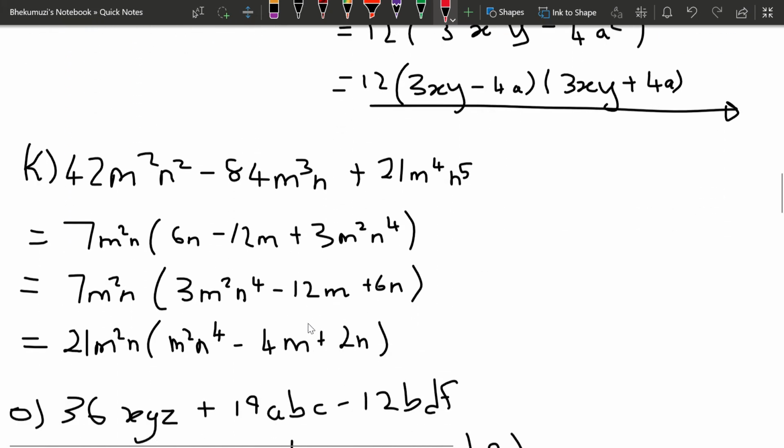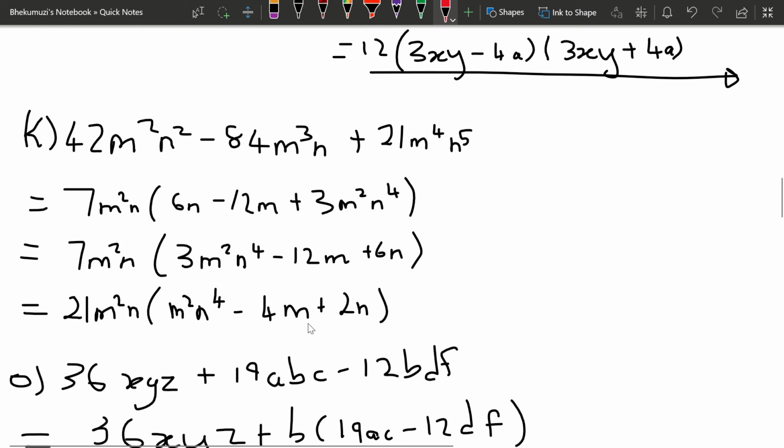And then the next one here, if you look at k, again, you do not find a very straightforward factorization. Hence, the first thing I used was common factorization, where I found that 7m squared n, when I take it out, leaves us with 6n minus 12m plus 3m squared n to the power 4.